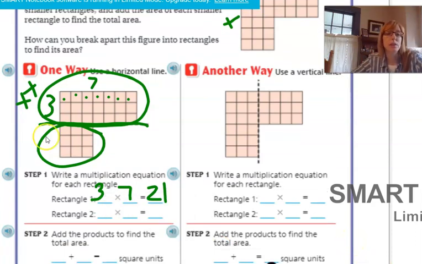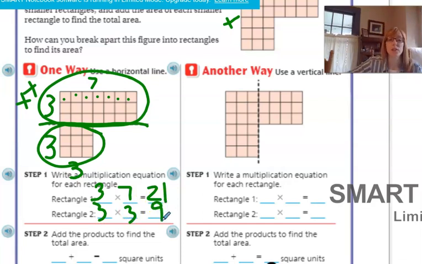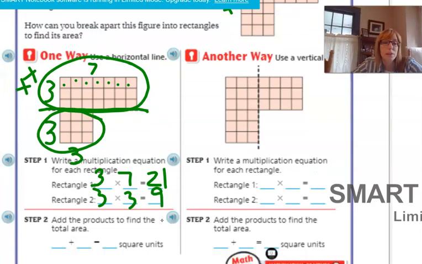So you can see that there's 3 on the side and then 3 on the other side. So it would be 3 times 3, which is going to give you 9. So then you think to yourself, okay, well, what is 21 plus 9? And you would see that it is 30. Hopefully you can see that it is 30. Okay, well, there's another way to do it.